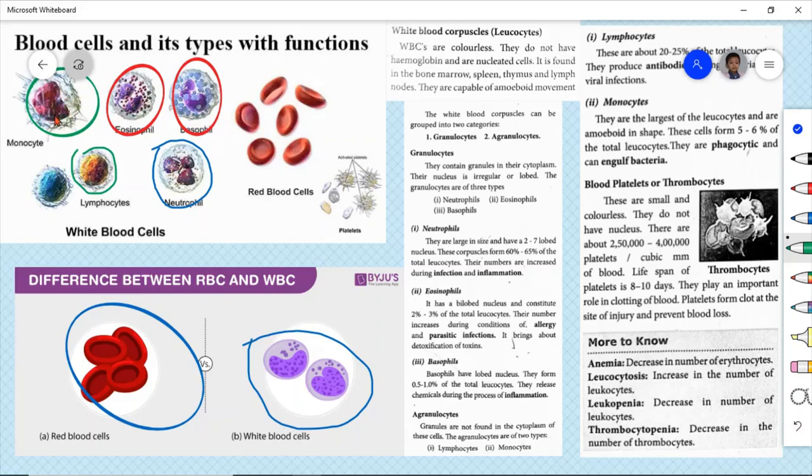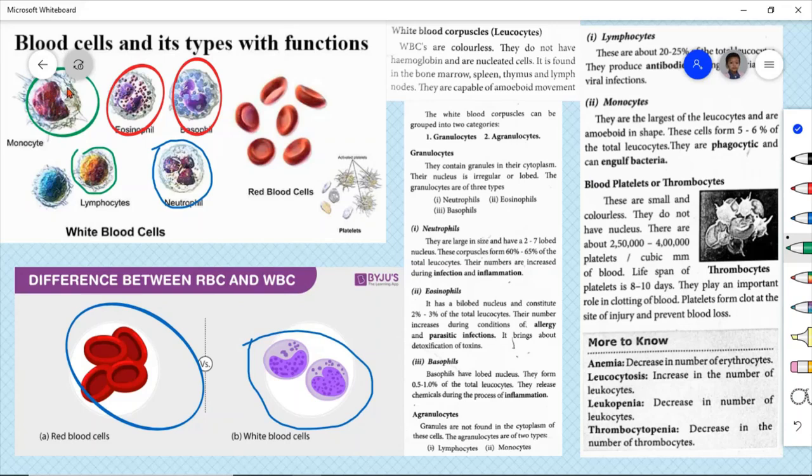Of the total leukocytes, 5 to 6% are monocytes. So the total number is 5 to 6%. These monocytes engulf the bacteria. Understood? So it is phagocytic in nature. Phagocytic means it engulfs, it swallows the bacteria. In that way it can protect the human body. So this is the monocyte.